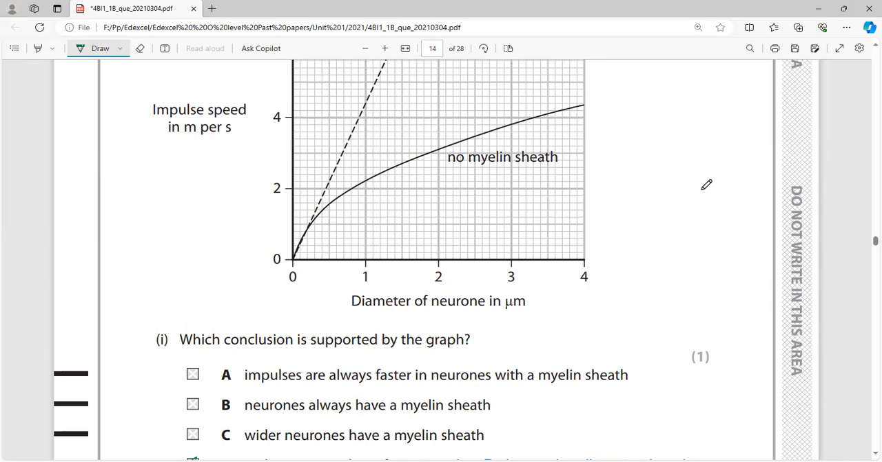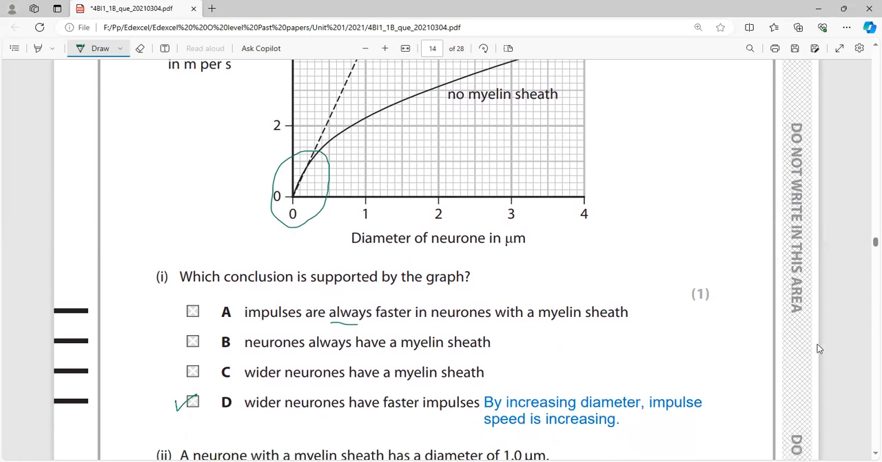Which conclusion is supported by the graph? A: the impulses are always faster in neurons with myelin sheath. The word "always" is wrong here. Why? Because you can see in the initial stages, this point, the speed is the same for both. That's why the word "always" is wrong. The neuron always has a myelin sheath, or the neuron always doesn't have a myelin sheath. For example, this type of nerve has one, and this nerve does not contain a myelin sheath. So that's why this is the wrong point.